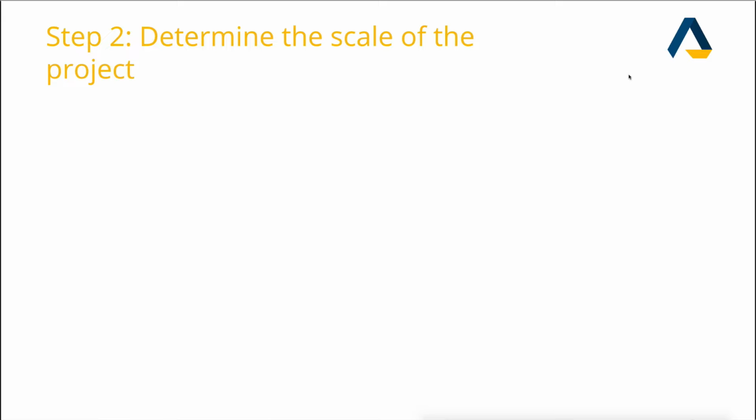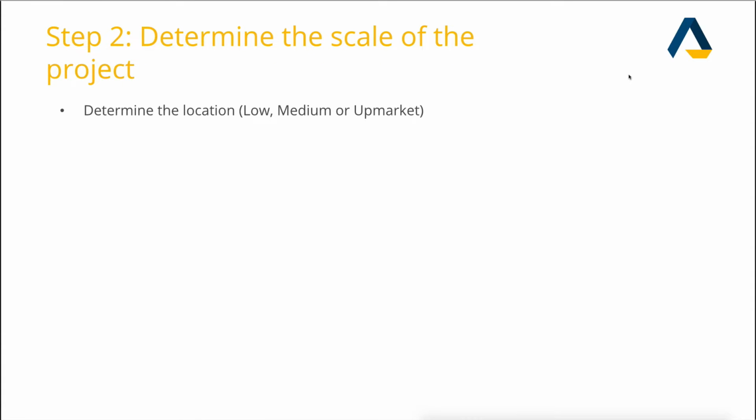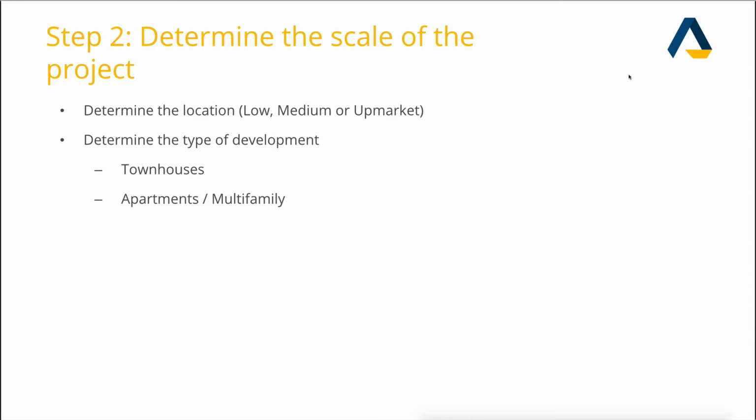Okay, the second step that you've got to take and understand is to determine the scale of the project. The scale, which would be determined by what we determined in the previous step, which is the amount of money that we've got, or the size of the project that we've got, will be used to actually determine the location. So whether you're going to target a low to medium or an upmarket location. Determine the type of the development, whether you're going to do townhouses, apartments, multifamily, and the total number of units that you can do.